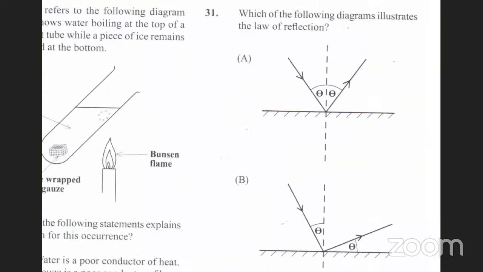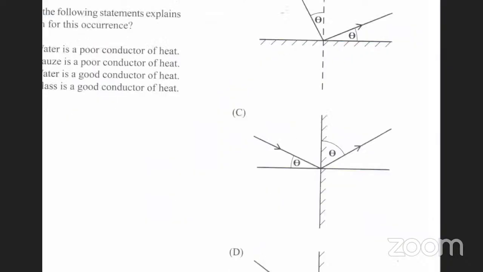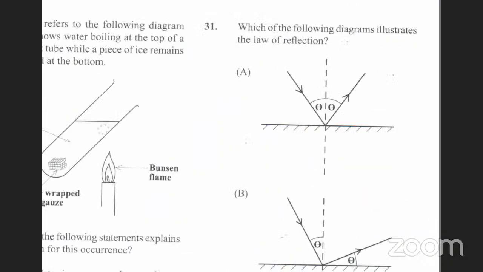Here's a new one with reflection. The angles have to be equal. Right? So that is A.